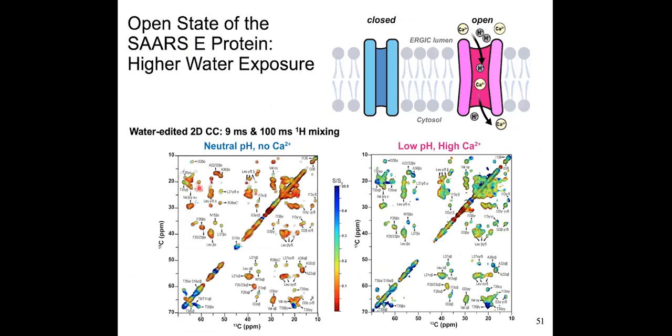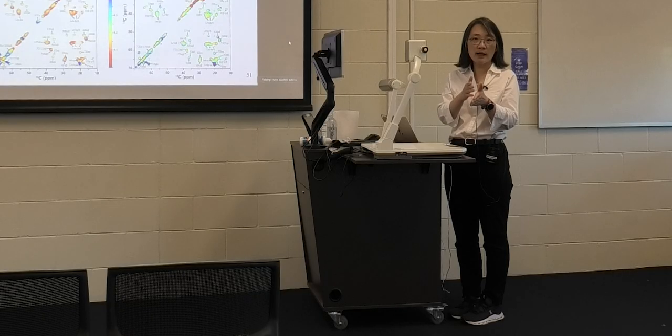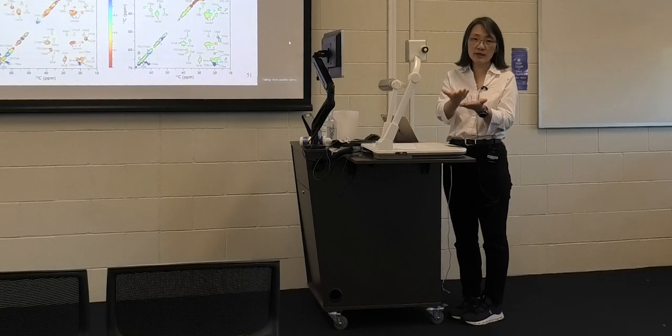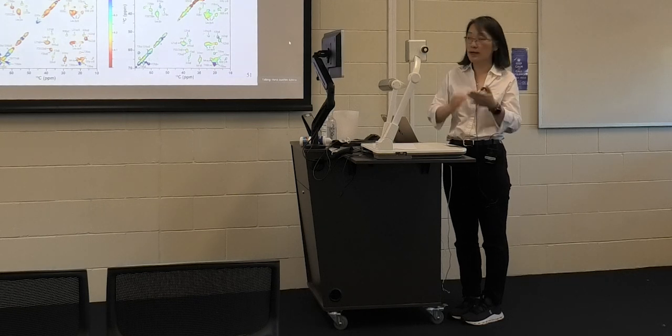More recently, we have studied, okay, this is a typo, should be SARS. We are looking at, this is unpublished work. We created a state of the SARS E protein that is open. And what we mean by open is that basically you have water in a channel, and you can tell that just by measuring water NMR. And we create that state by going to low pH and then add calcium, compared to the closed state, which is high pH and no calcium.